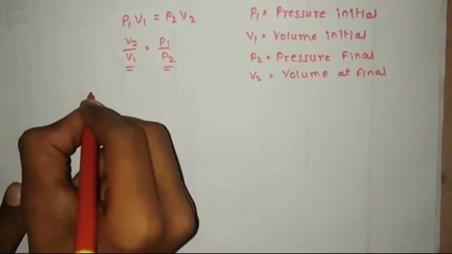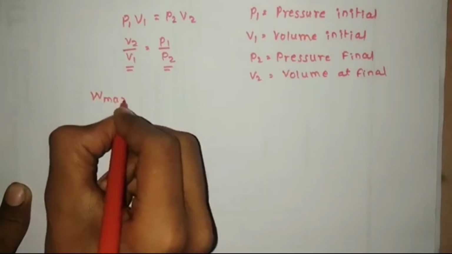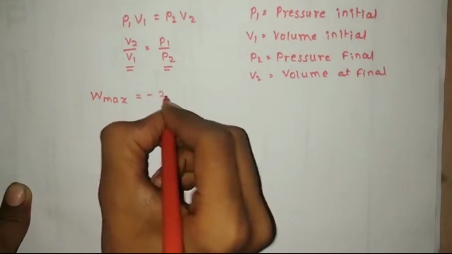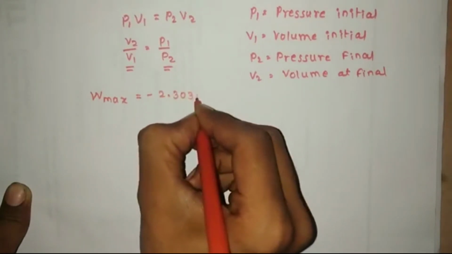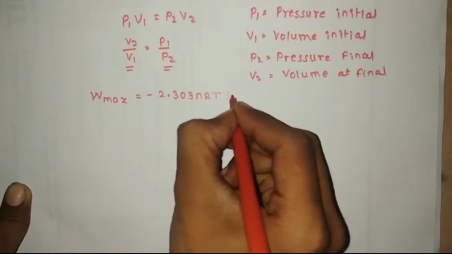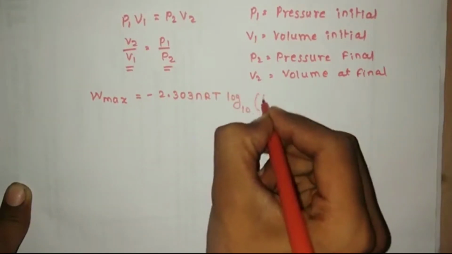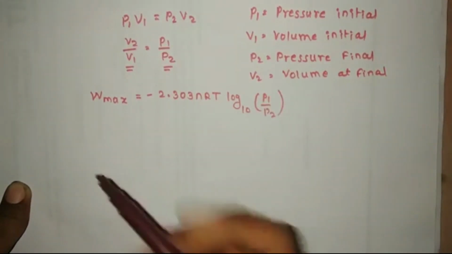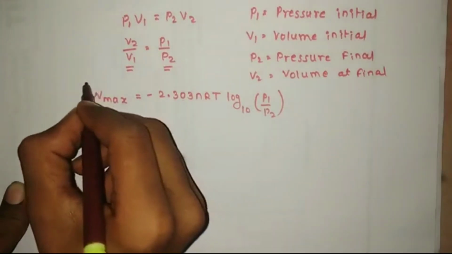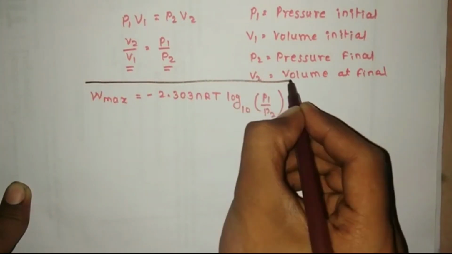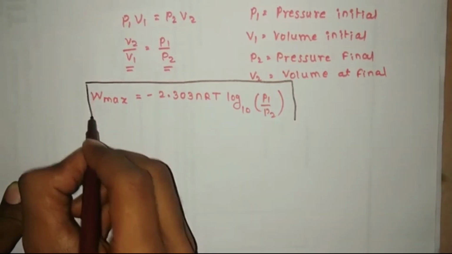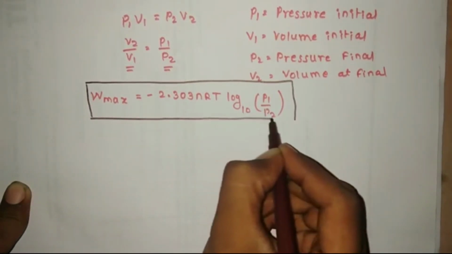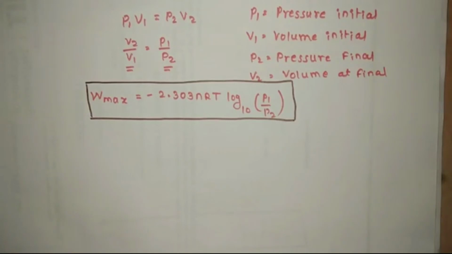We get maximum work equals minus 2.303 nRT log to the base 10 of P1 by P2. In this way we get the expression for the maximum work in terms of pressure at the initial stage and at the final stage. These equations are the basic equations to find the work done, and they are the most important equations which may be asked in the exam.